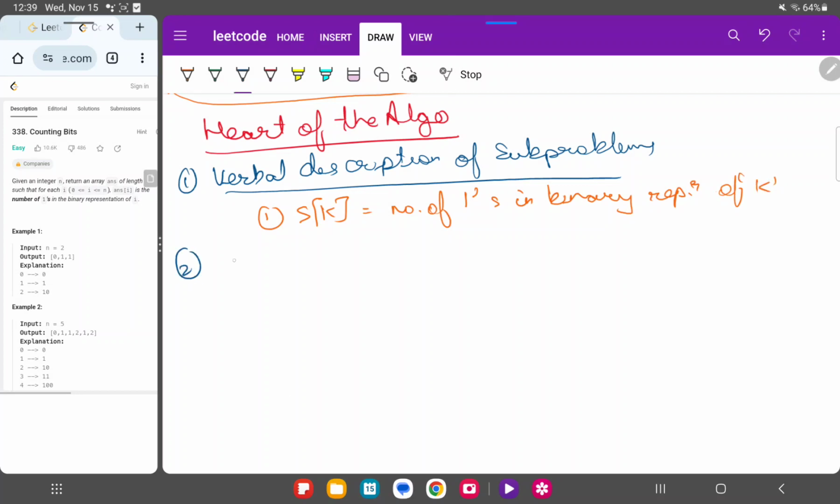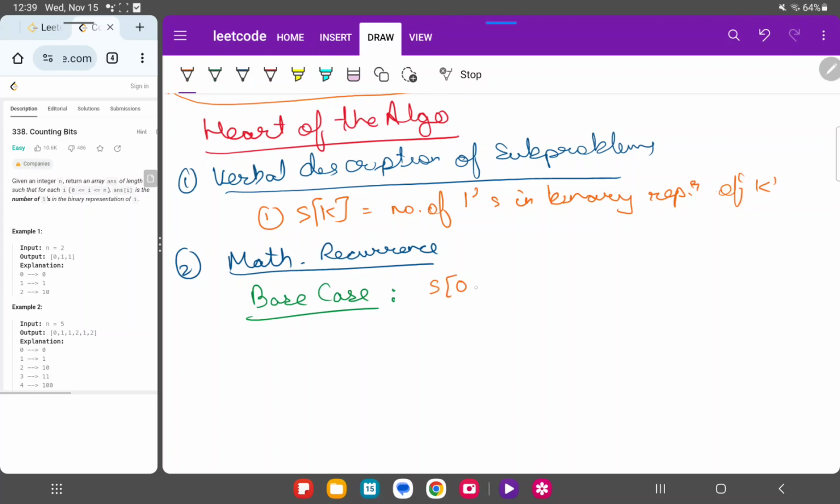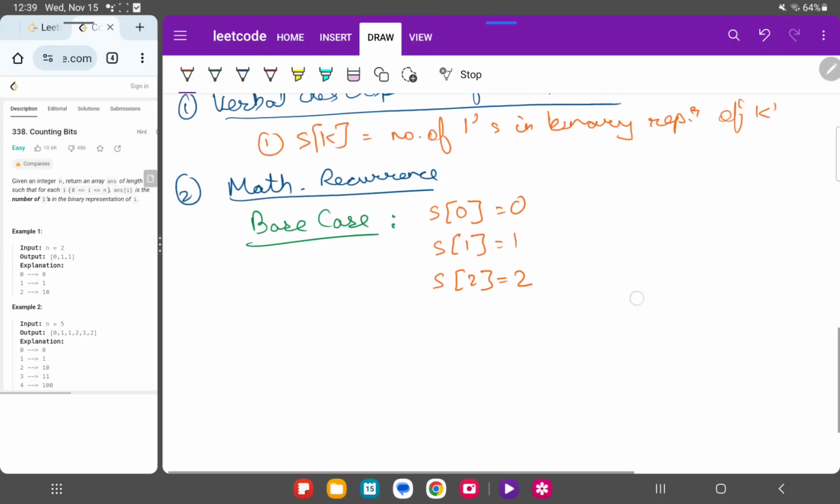What is the second part of the heart of the algorithm? The mathematical recurrence. So we write first for the base case. What would be the base case in here? The number of ones in the binary representation of 0 is 0. The number of ones in the binary representation of 1 is 1. The number of ones in the binary representation of 2 is 2, because these are the base values that we use to compute further values.